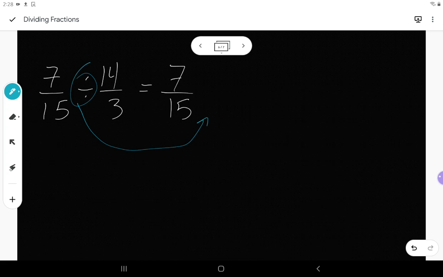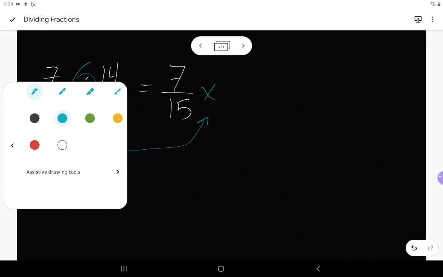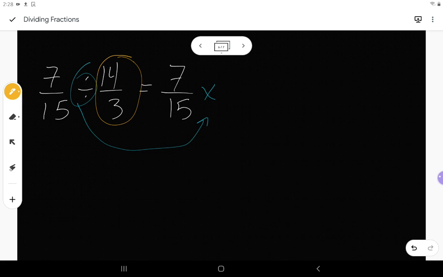7 over 15 divided by 14 over 3. So now would be a good time for you to pause the video, time yourself, and see if you can do this one. Remember, don't divide, multiply by the reciprocal. All right, now that you've unpaused it, you want to see how this goes? Change the division to a multiplication. Instead of dividing, multiply. Then the second fraction I have to change to its reciprocal. So it's going to be 3 over 14.